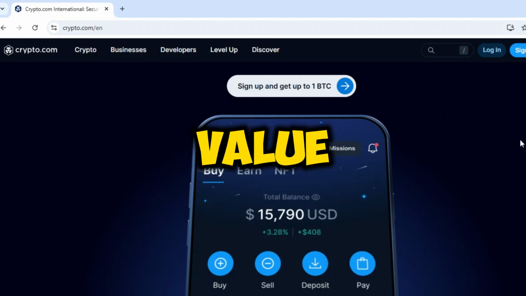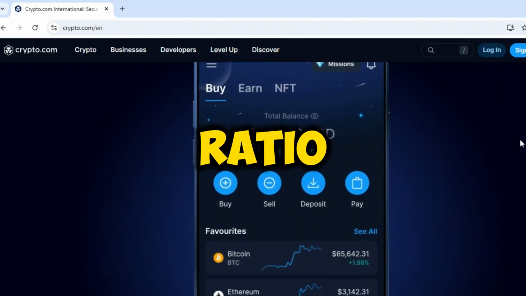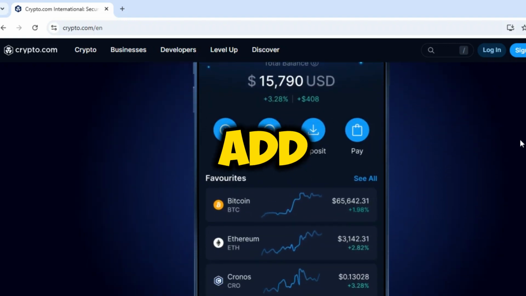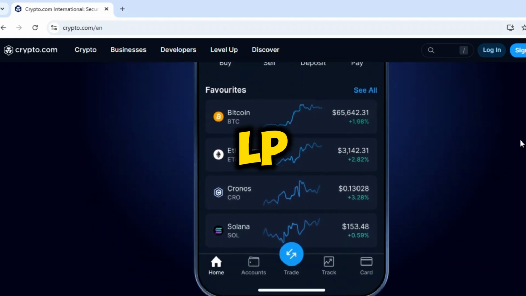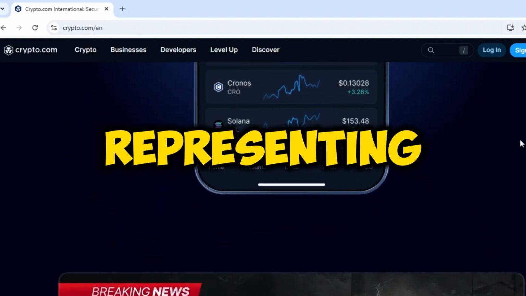You'll need an equal value of both tokens according to the current pool ratio. Approve the tokens for trading, then add your liquidity to the pool. You'll receive LP (liquidity provider) tokens representing your share of the pool.